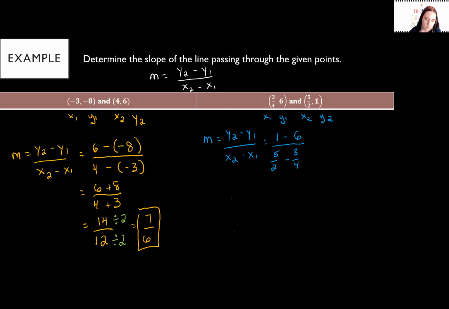So the top is easy to simplify. 1 minus 6, we can do that. In the denominator, we've got these fractions, and in order to subtract fractions, you need to get a common denominator. So the common denominator would be 4. So I'm going to multiply the first fraction, not by 4, by 2 to get up to 4.